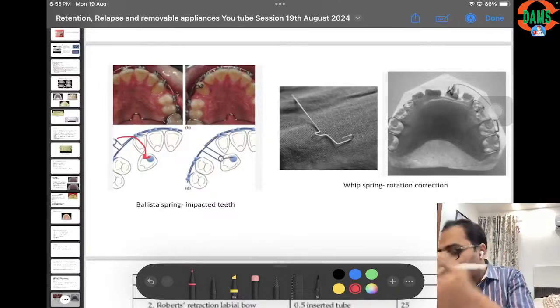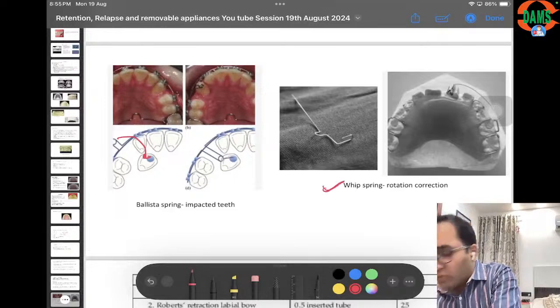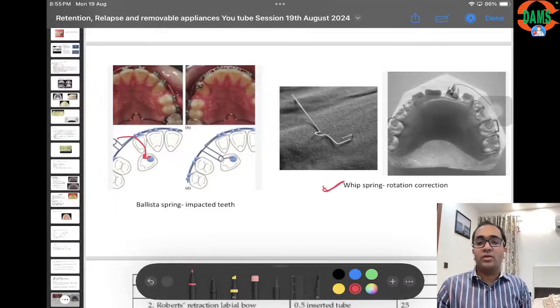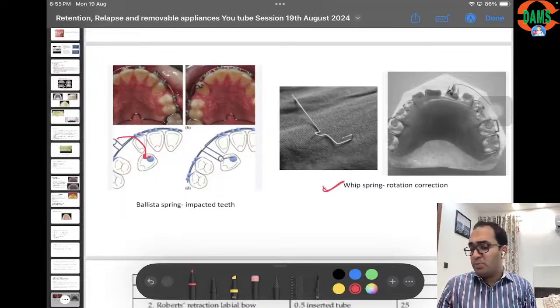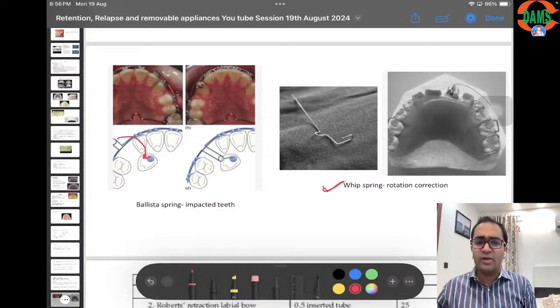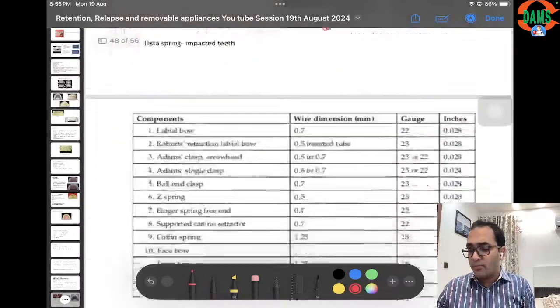Okay, and next is the whip spring, which is used for correction of rotation using removable appliances. Whip springs are rarely used now. Ballista spring is still used, but rarely, mostly in academic colleges.